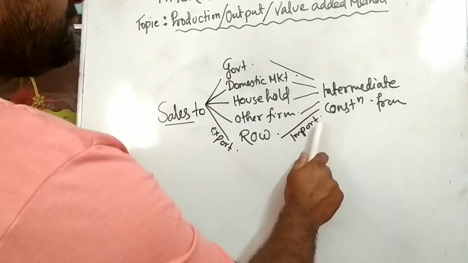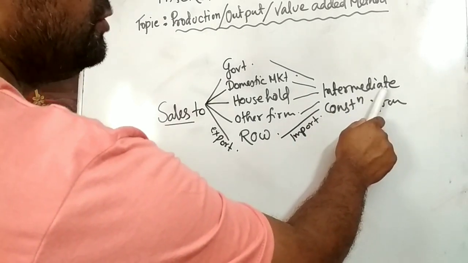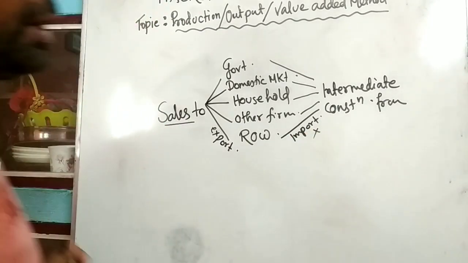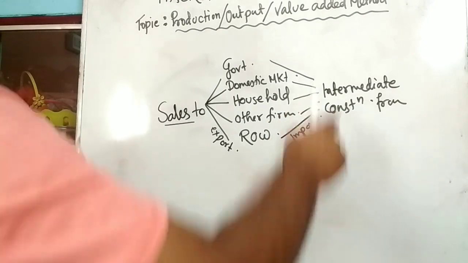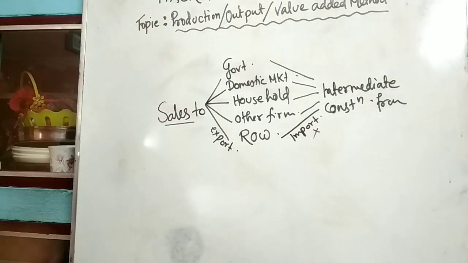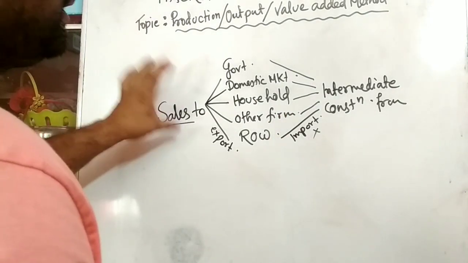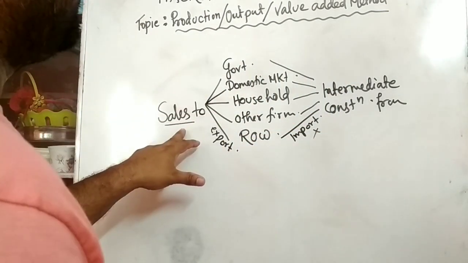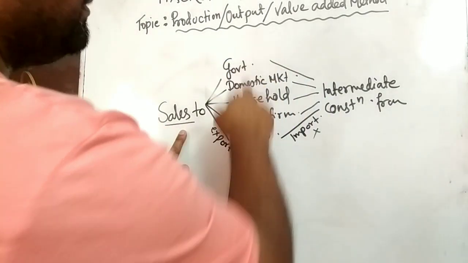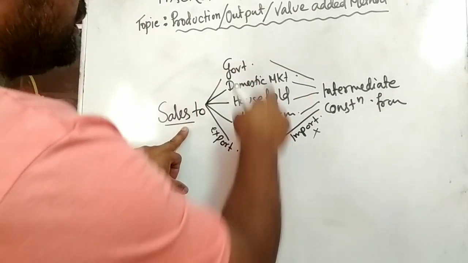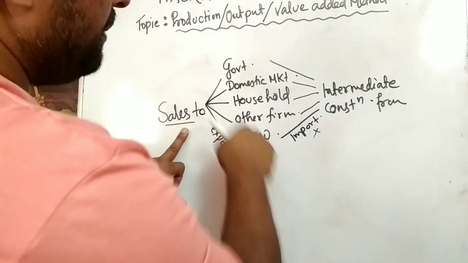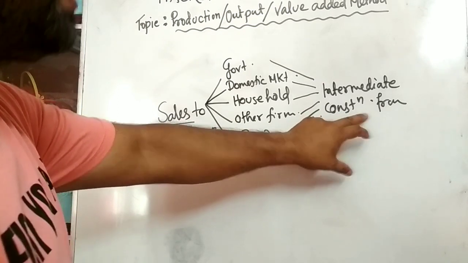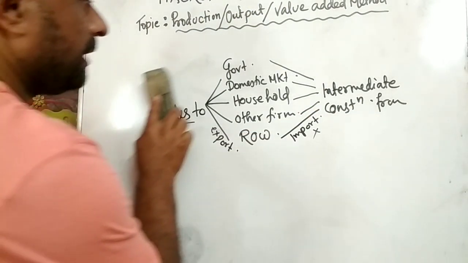Sometimes intermediate consumption will be given and import will also be given. At that time, what do we do? We ignore import, because import is already included in intermediate consumption. So this table is very important to calculate sales and intermediate consumption. Both are the same thing: sales to these sectors, purchase from these sectors. A firm may sell to these five sectors, and a firm may also purchase from these five sectors. So this is a very important part for solving numericals.